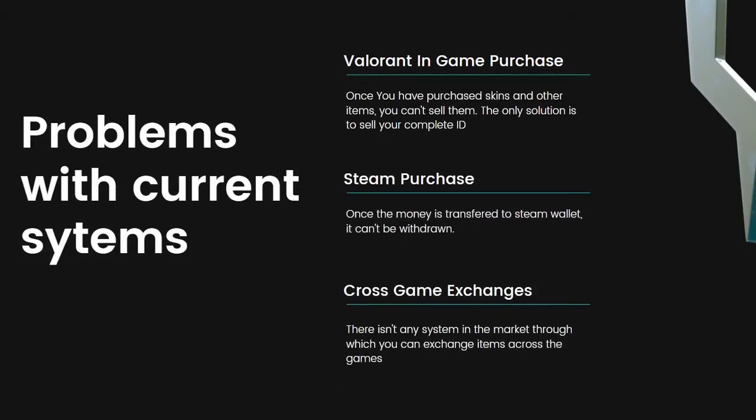So let's move forward. What are the current problems with the other game markets? For example, in Valorant, you can purchase game assets like skins, but if you want to sell them to other players, you can't do it. You have to sell your whole ID. That's a drawback of the Riot game purchasing system.